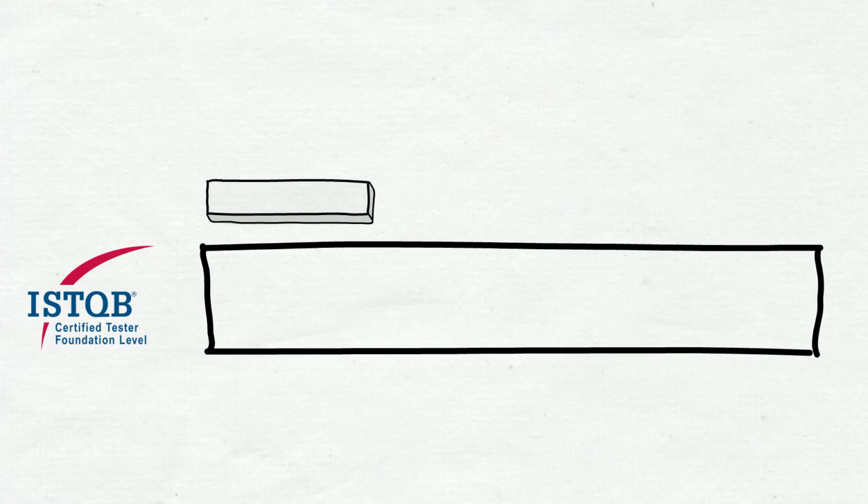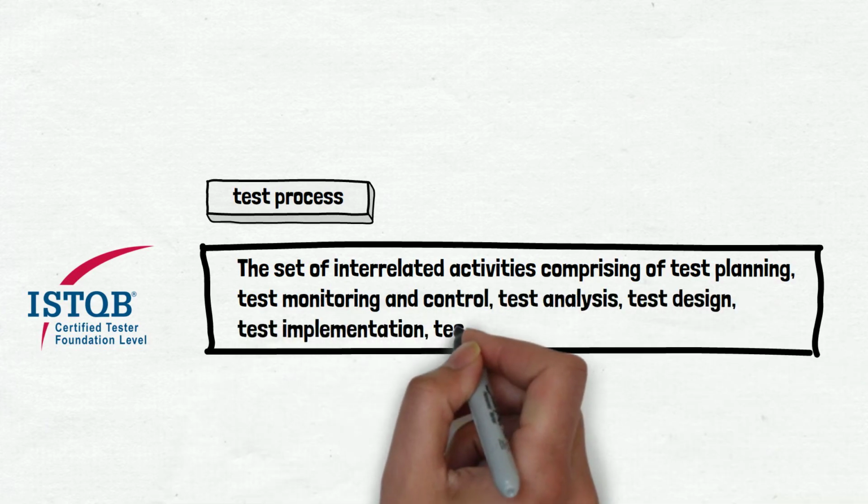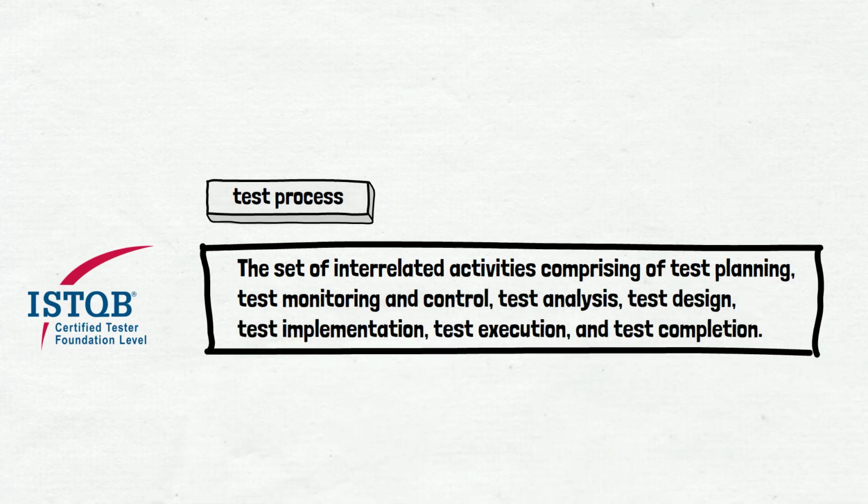So, ISTQB doesn't operate with the STLC abbreviation. Instead, it uses the term the test process. And its definition sounds like this: the set of interrelated activities comprising of test planning, test monitoring and control, test analysis, test design, test implementation, test execution, and test completion. This definition is easy to understand, and obviously we need to get familiar with each activity.